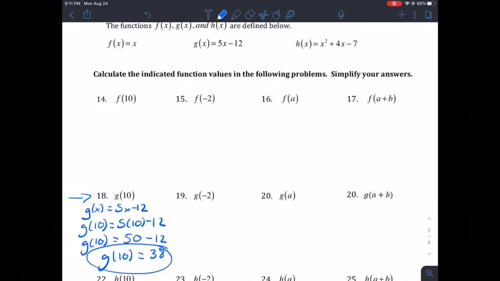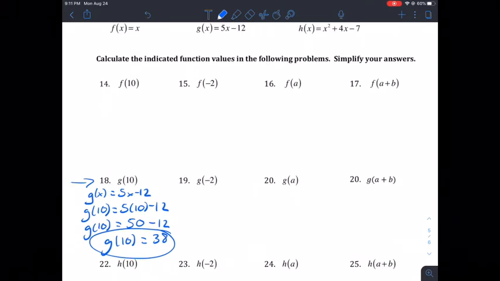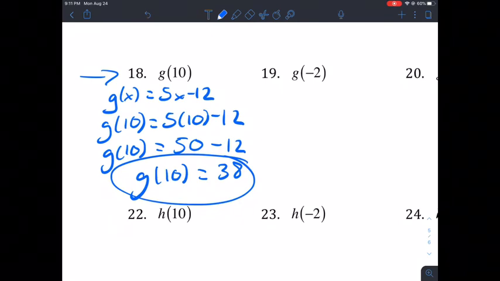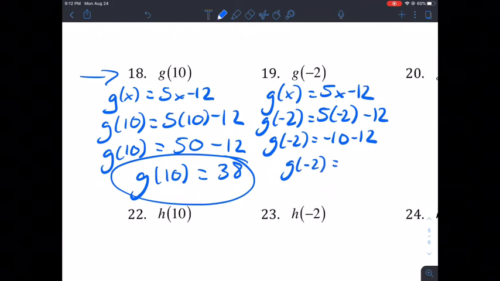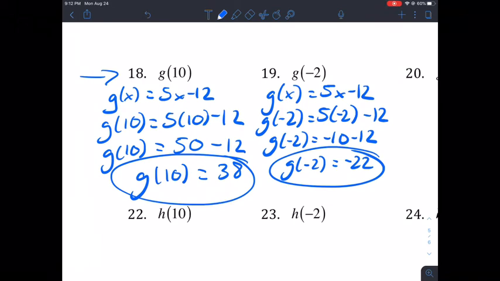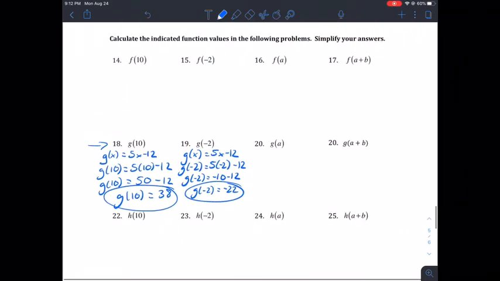Then for number 19, we have g of negative 2. So again, we need to plug in. I'm going to zoom in so it's a little easier for me to write. We need to plug into g of x. To reiterate, g of x is 5x minus 12, and we're trying to do g of negative 2. So we get g of negative 2 equals negative 10 minus 12. G of negative 2 is going to give us negative 22. So far, they shouldn't be too bad. Really, all you're doing is plugging into the function.